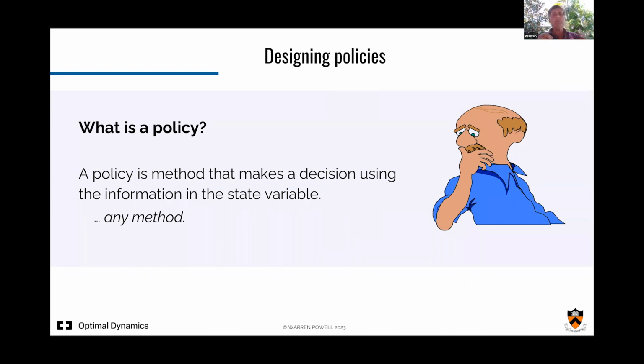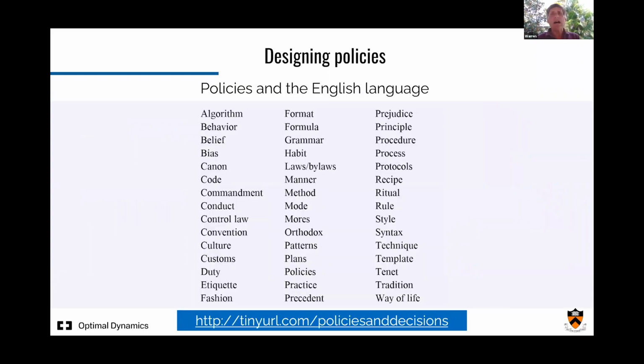Any method. The biggest point of confusion is people will say, oh, by policy, you mean like an inventory policy, order up to. And I'm like, well, yeah, but that's not the only way to make decisions. I'm up to about 45 different ways, in English, of words that effectively mean policy. So you pick whatever you like.